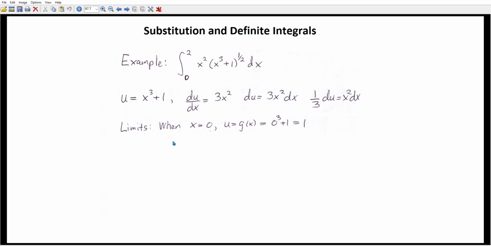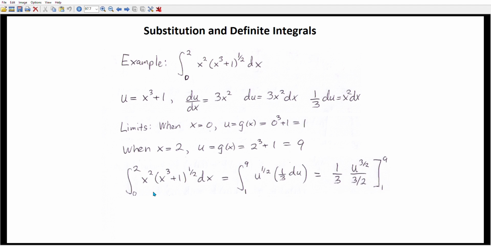Now what we notice is that when x equals 0, u, which is the thing we were calling g of x, is 0 cubed plus 1, or 1. So x equals 0 corresponds to u equals 1. When x equals 2, u equals g of x is 2 cubed plus 1, or 9. So when x is 2, u is 9. And those are the limits that we have for the u integral. The 0 to 2 changed to a 1 to 9.